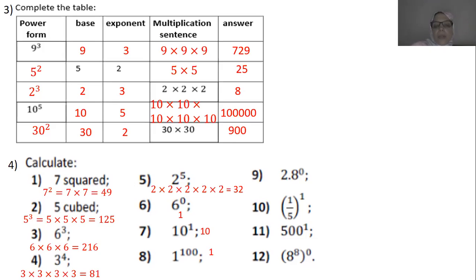2.8 to the power 0. 2.8 is a decimal number. We treat it like a whole number, like a fraction, the same, because the exponent is 0, and we know that any number to the power 0 always gives me 1.